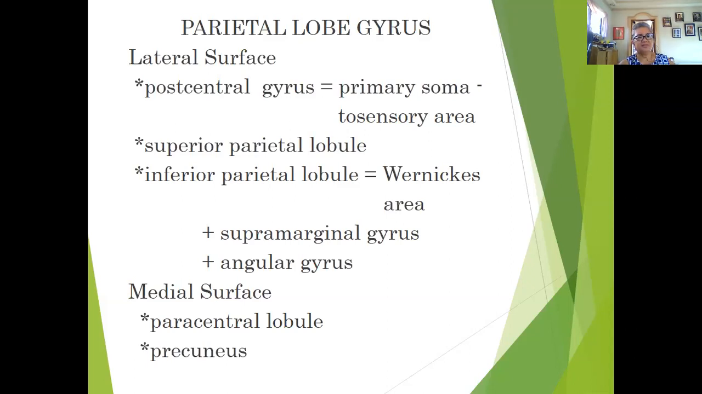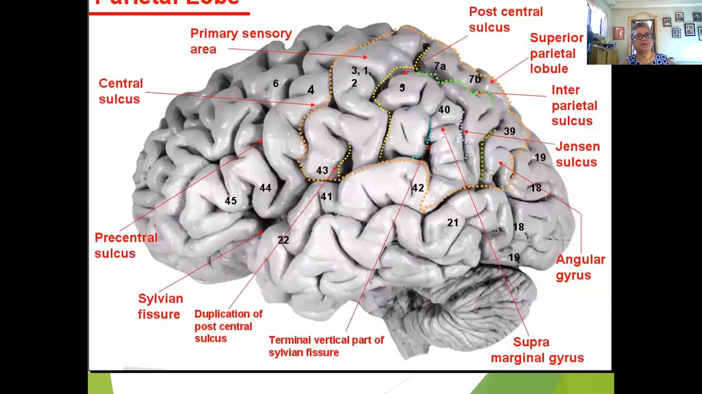Then on the medial surface, you have the paracentral lobule, which is made up of the continuation of your precentral and your postcentral gyri and your precuneus. So you have here the parietal lobe.